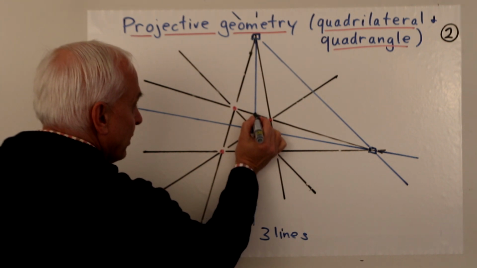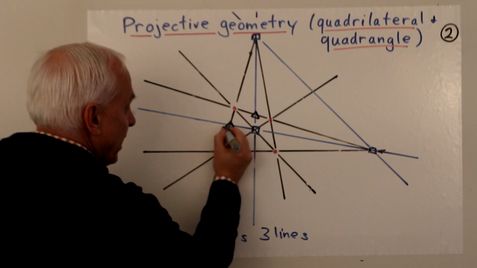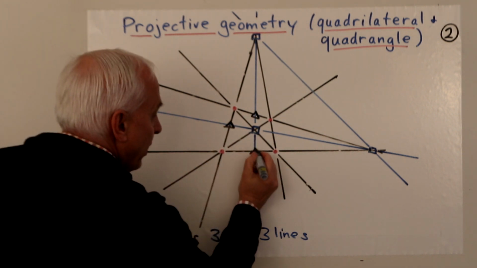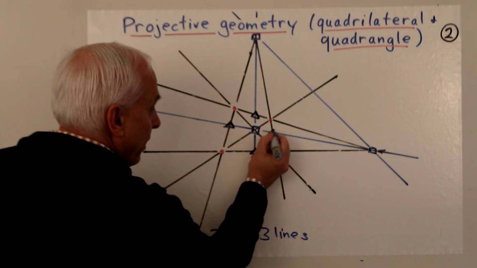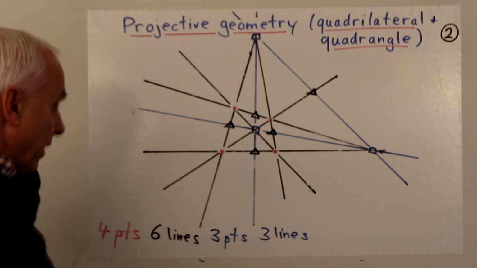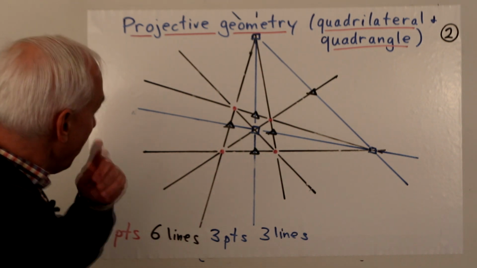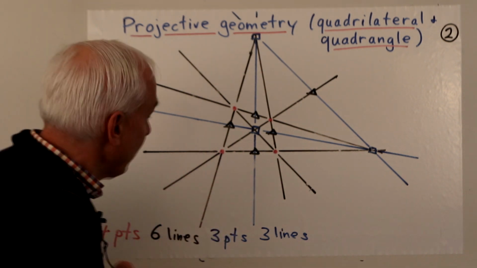Maybe I'll make it little triangles, okay? There's a little triangle point. There's another one there. There's another one here. Oh, there's one there. Oh, there's one over here. And, oh yes, the other one is off the page, which often happens in this kind of situation.